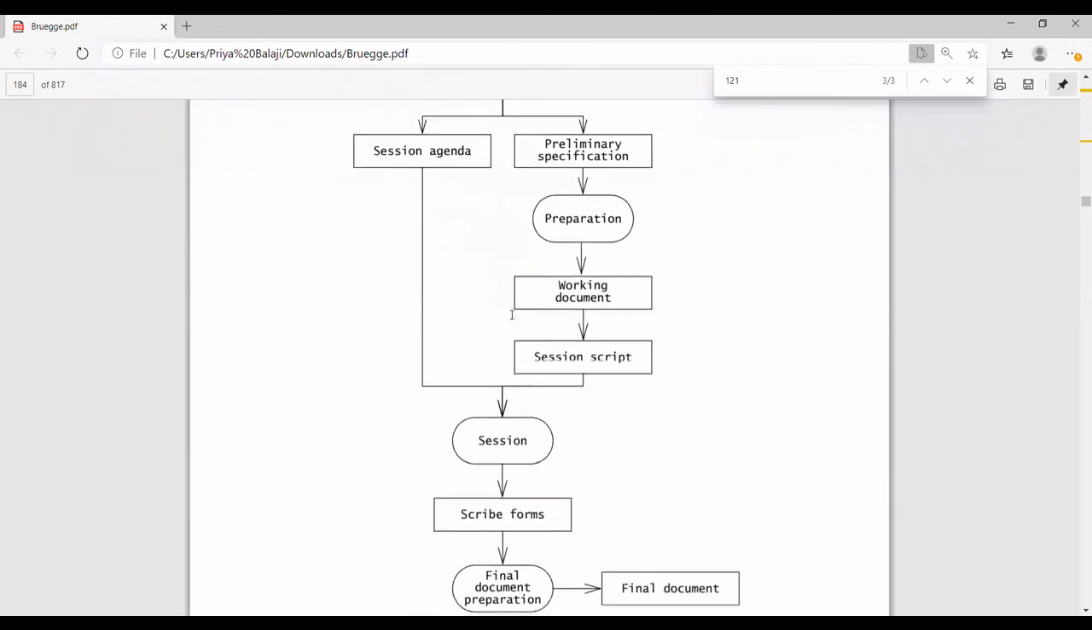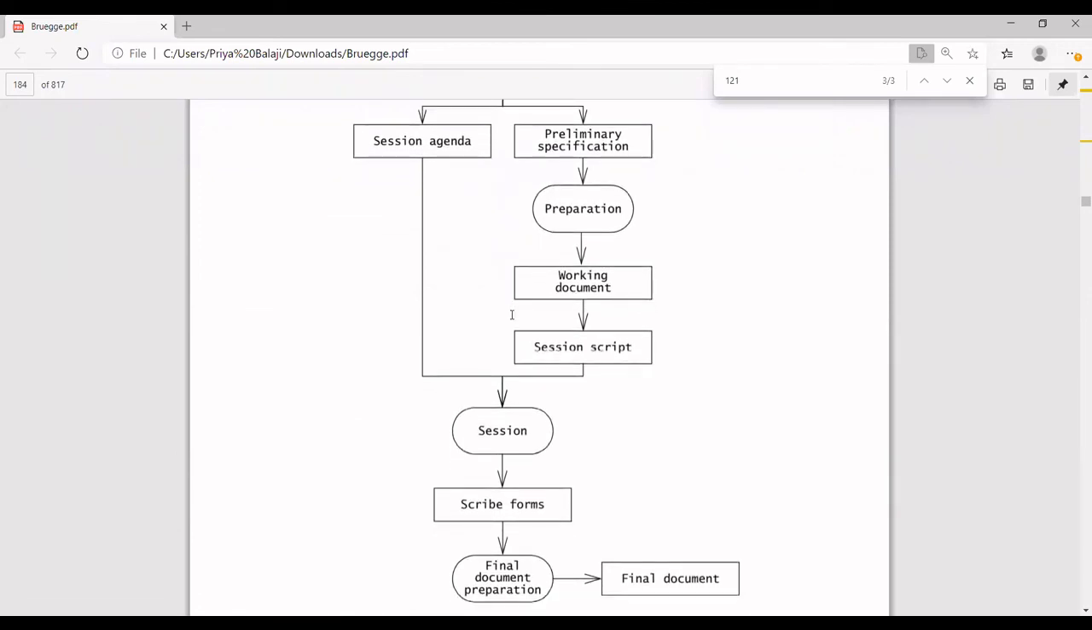The third phase is the preparation phase. In this preparation phase, they are going to have a document. The document will have the complete flow of the session, what requirements are required for the project, and what the teams suggest to have. All that will be done in the form of document preparation in your preparation. There is a session script that will be created during the preparation activity.